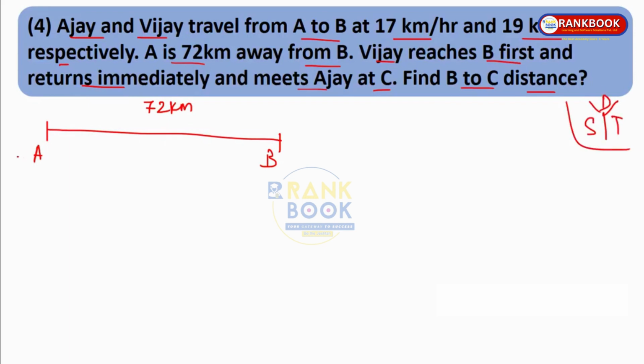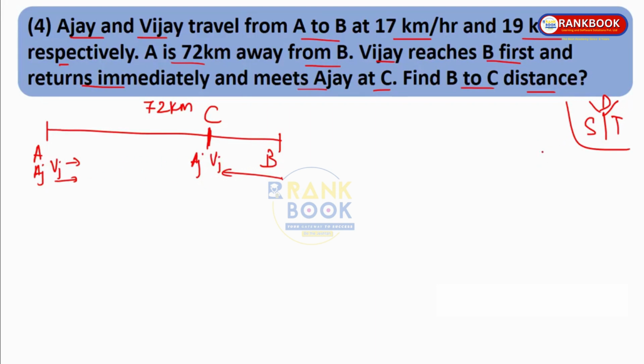Now, what they say, Ajay and Vijay start from here. Ajay starts from here, Vijay starts from here. Both are traveling, right? Ajay has a speed of 17 and Vijay has a speed of 19 kilometers per hour. Now, Vijay goes over here to B, returns back and meets, say, Ajay at this point. This point is C. So Ajay has reached here. Vijay has come from here, so Ajay moves over here and comes over here. Vijay moves over here and comes back over here.